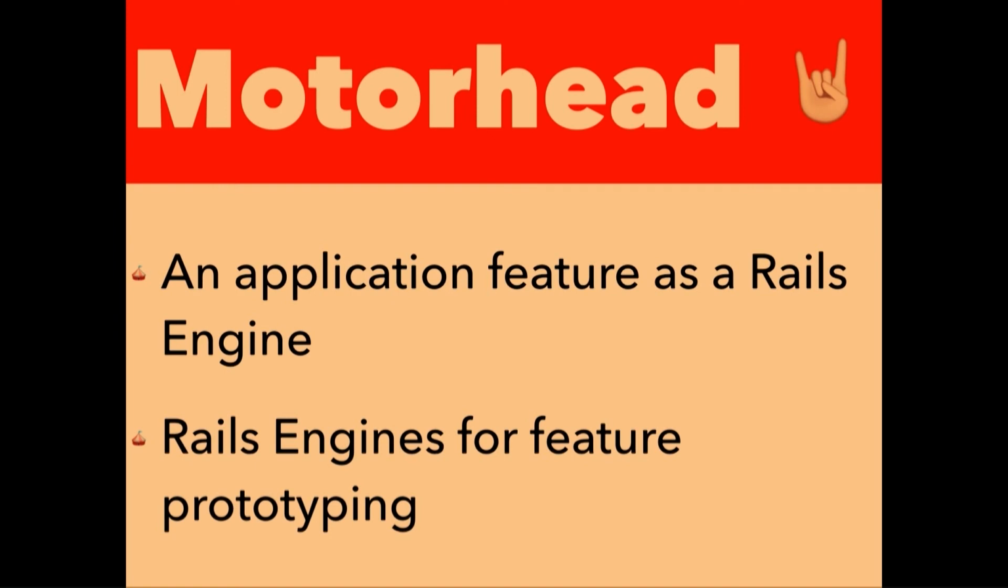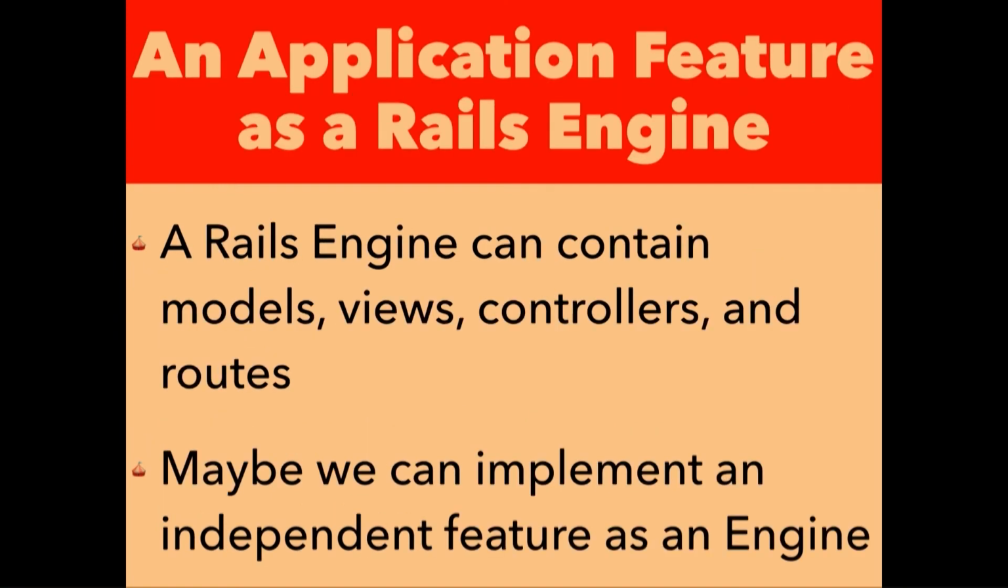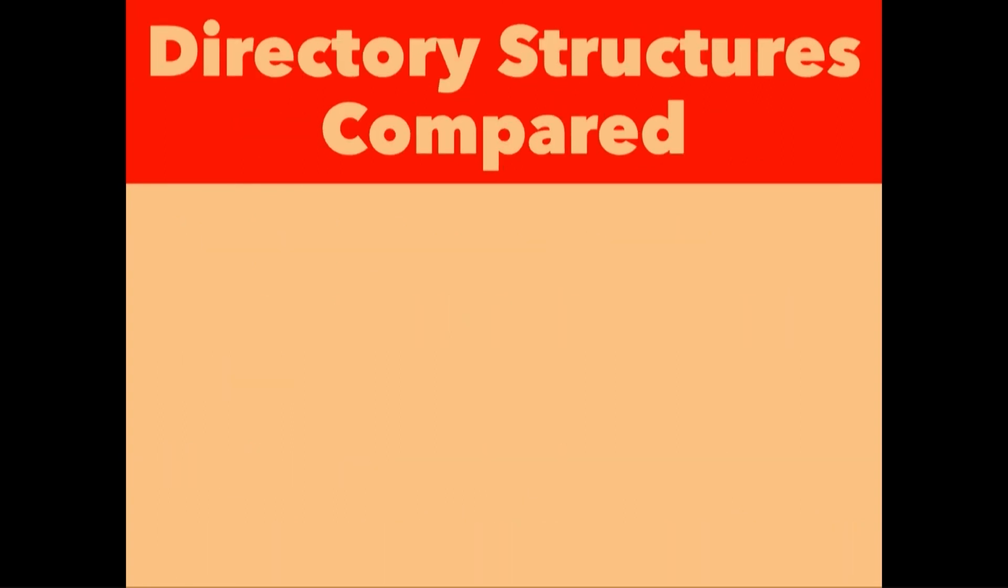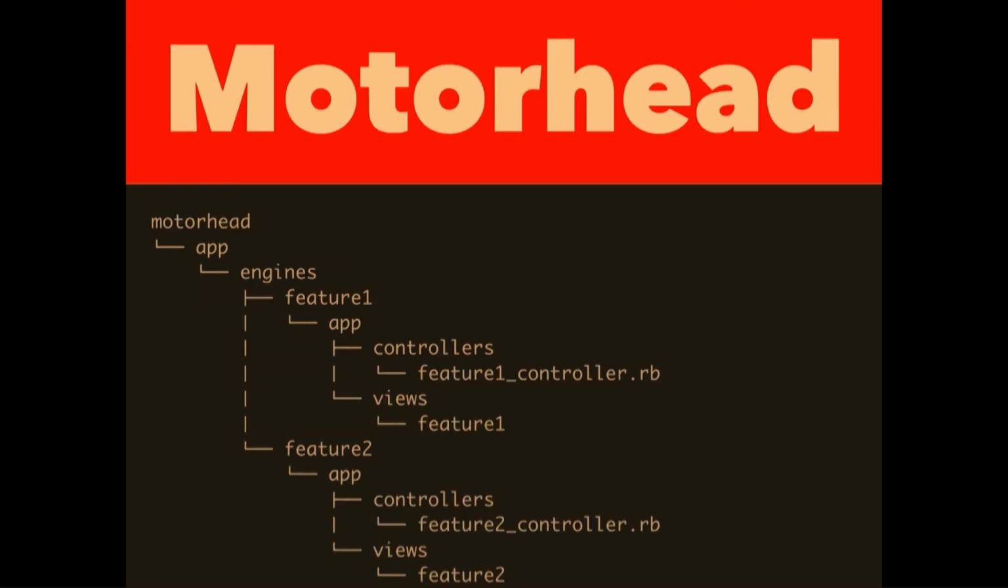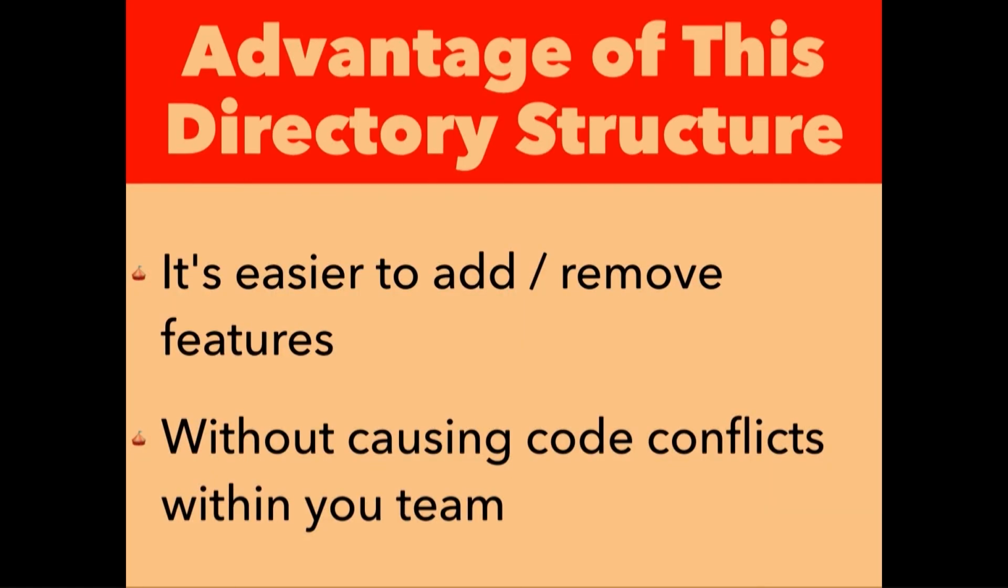Motorhead is an application feature prototyping engine, right? The concept is to bind the whole new feature of your application into one Rails engine and mount that engine onto your application. So the directory structure comes like this. If you want to add feature 1 and feature 2 to your application, the Motorhead version looks like this: app, engines, feature 1, feature 2, and each of these engines has feature 1 controllers, feature 1 views, feature 2 controllers, feature 2 views. The advantage of this structure is that it's easier to edit the code without conflicting with other members of your team.